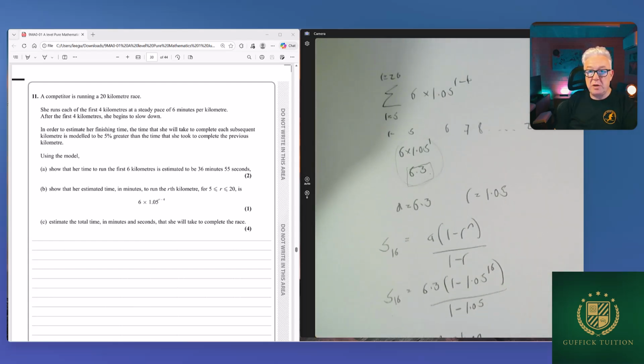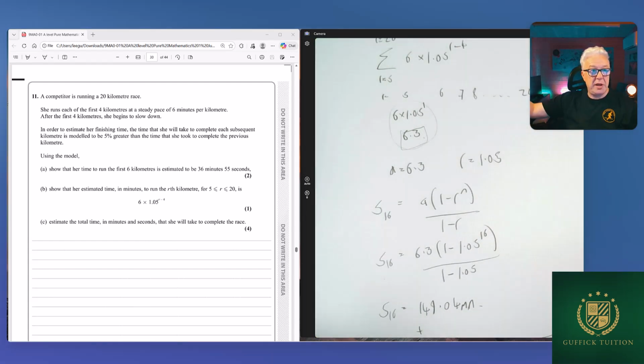Quite a nice little geometric sequence question there on running. Running a 20K, very good fun. Nice half marathon there for the runner. Perfect, I hope you found that helpful.